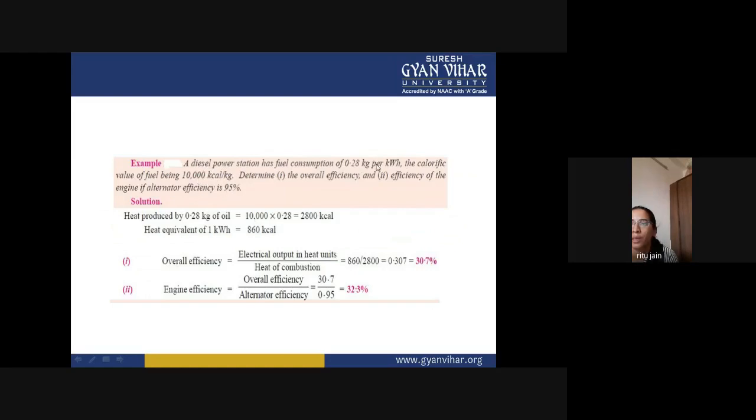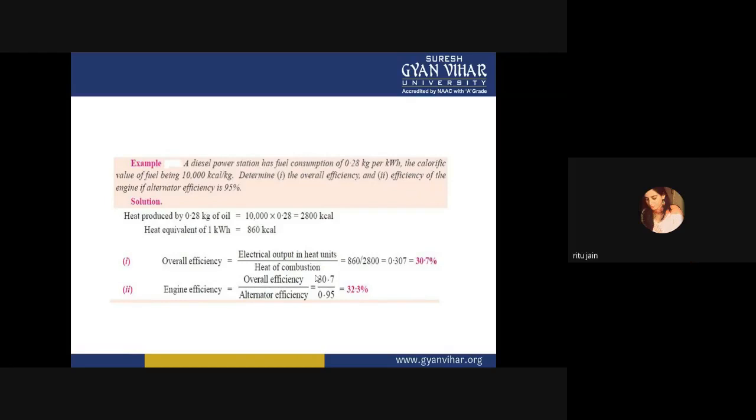To find out the heat produced by this much oil, you have to multiply the calorific value by the fuel consumption. So you have to multiply 10,000 kilocalorie per kilogram into 0.28 kilogram per kilowatt hour. So the heat produced by this much kilogram of oil is equal to 2,800 kilocalorie. So the heat equivalent of 1 kilowatt hour is equal to 860 kilocalorie, and overall efficiency is equal to electrical output in heat units divided by heat of combustion.